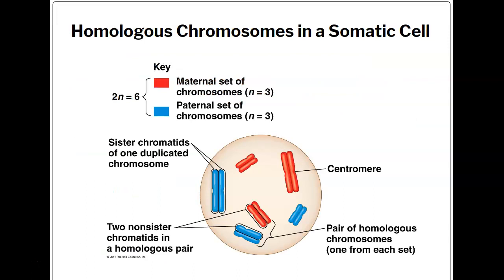So again, here's another picture capturing roughly what homologous chromosomes mean. And there's a lot of vocab here, so it's a little bit tricky. So let's say mom's chromosomes are in red and dad's chromosomes are in blue. In this case, there are a total of 6 chromosomes or 3 pairs.